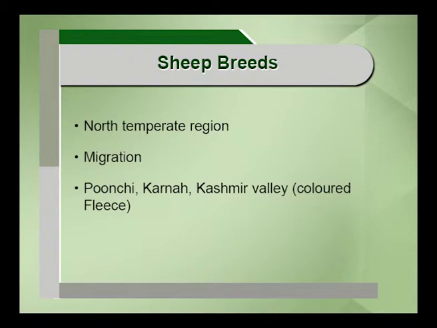And it is known for the colored fleece, which is a very important thing. Other breeds are Gurez, Gaddi, and Bakerwal, which are very important breeds of sheep. And Rampur Bushair is in Himachal Pradesh. These are all known for one important thing, which is migration activity. When I say migration, during the winter season, the flock owners bring the breed or the population down the hills, because in severe winter they cannot thrive in the higher hilltops.